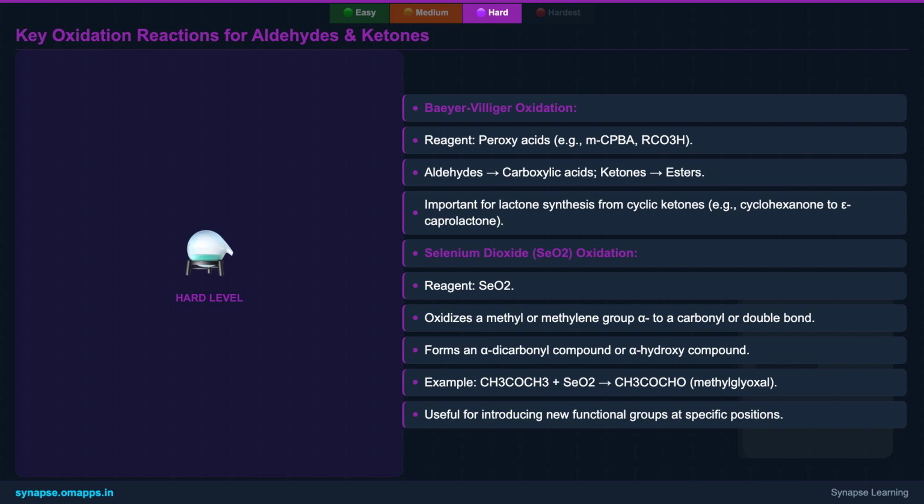of carboxylic acids. And finally, we have the specialized reagents, like peroxy acids for the Baeyer-Villiger oxidation, which transform ketones into esters, and selenium dioxide for allylic and benzylic oxidations, which introduce a carbonyl or hydroxyl group at specific positions. Each reagent has its unique role, selectivity, and applications, making them indispensable tools in a chemist's arsenal. Understanding their nuances is key to mastering organic synthesis.